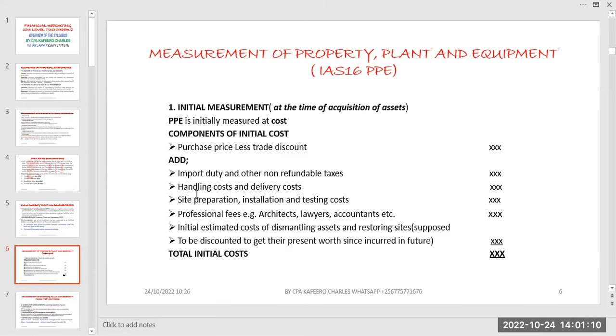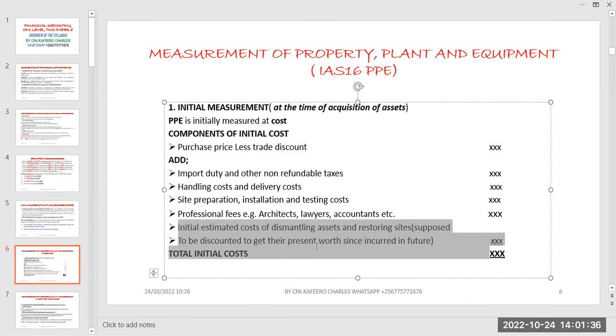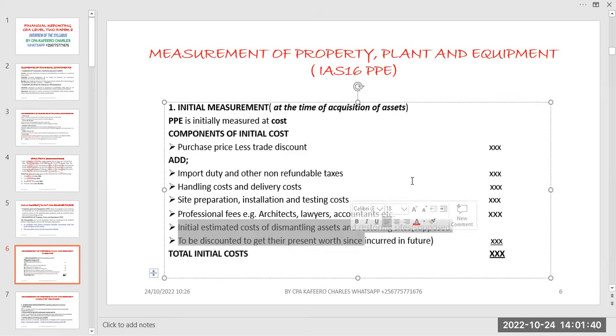Then we have the professional fees. If it is land, you're going to get some documentation and all that, so you may need lawyers, accountants, or whatever, depending on the item you're purchasing. Then this last one, the initial estimates of dismantling the asset and restoring the site. That one is a bit separate.